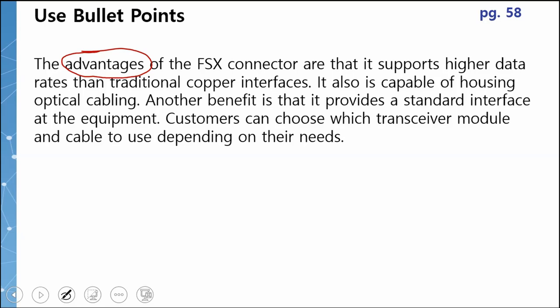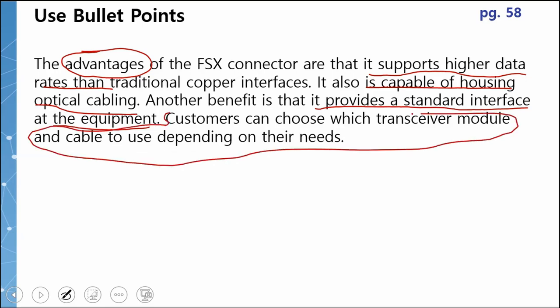Well, first, it supports higher data rates than traditional copper interfaces. It also is capable of housing optical cabling. Another benefit is that it provides a standard interface at the equipment. Now, is this another one? No, this sentence here, this information, I'm trying to draw a circle around it, is actually supporting the third main benefit or advantage of the equipment. So it's not a standalone advantage, it's actually supporting this last benefit.